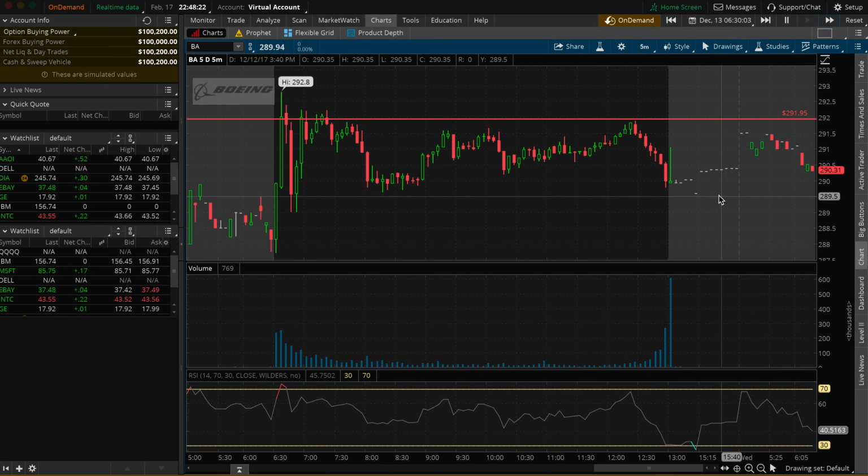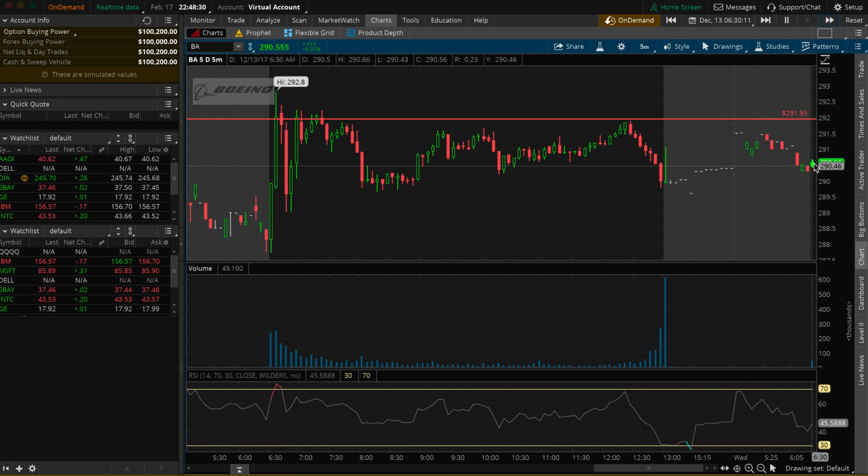So the market just opened. Let's see how it goes. Okay, so there we go. There's our first candlestick. All right. See how the volume is. It's coming in. It's green. Let's see where it goes.